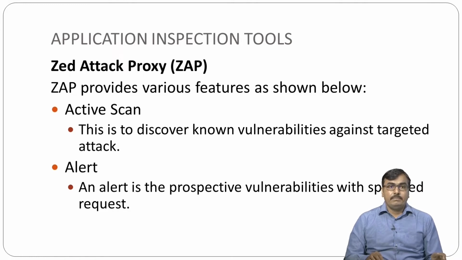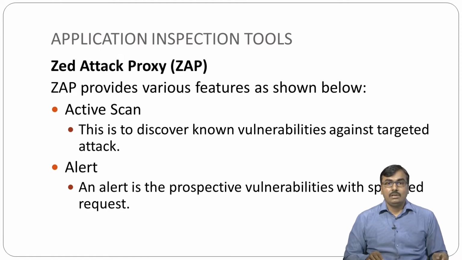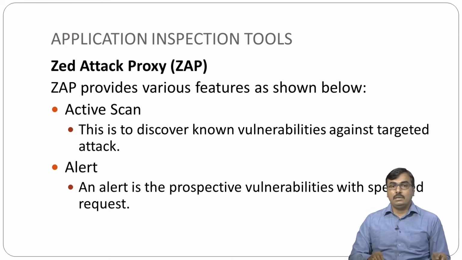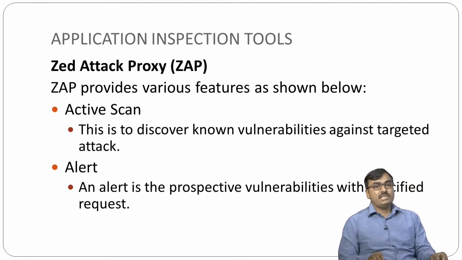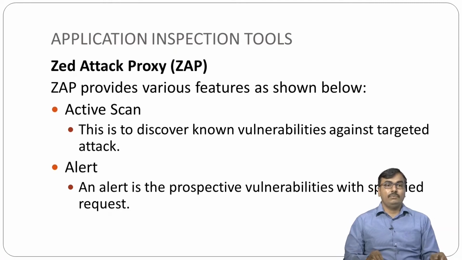So, through ZAP, various features can be derived, like active scan. This is to discover known vulnerabilities against targeted attack. Then alert. An alert is a prospective vulnerability with a specified request. So, we can get an alert whenever we run an active scan in the ZAP utility.